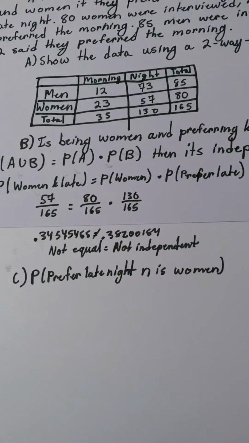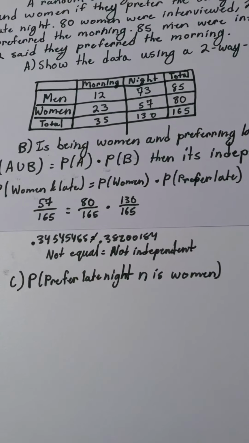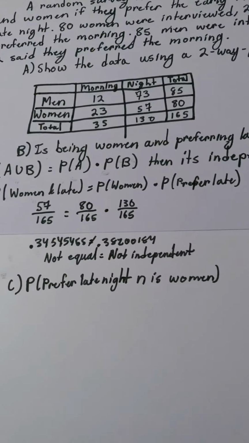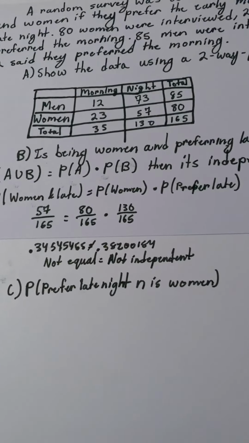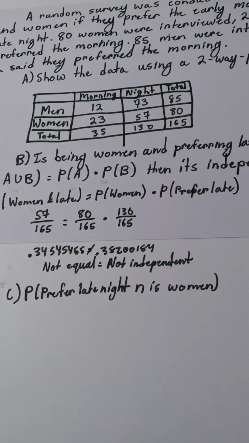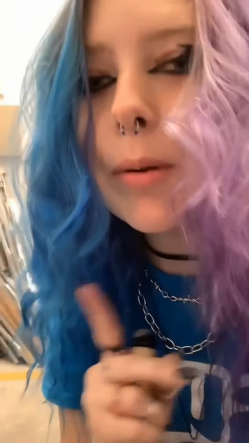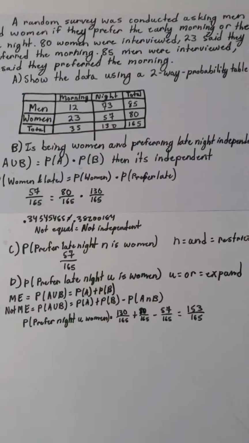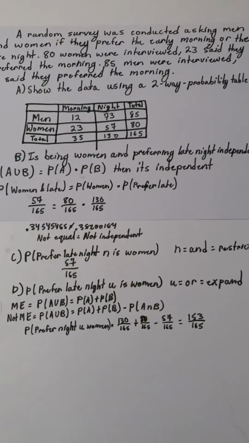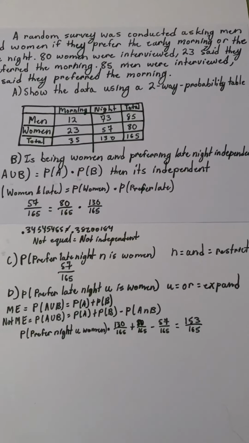Problem C is asking what is the probability that they prefer late night and, which is what N stands for, and is a woman. Personally, I prefer when it's nighttime. Late night. Unless I've stayed up all night and then it's the early morning. That's the only exception. For C, you can simply look at the table and figure that out.